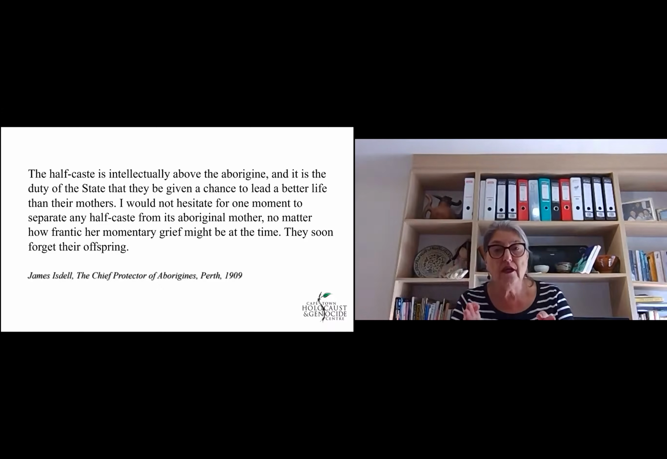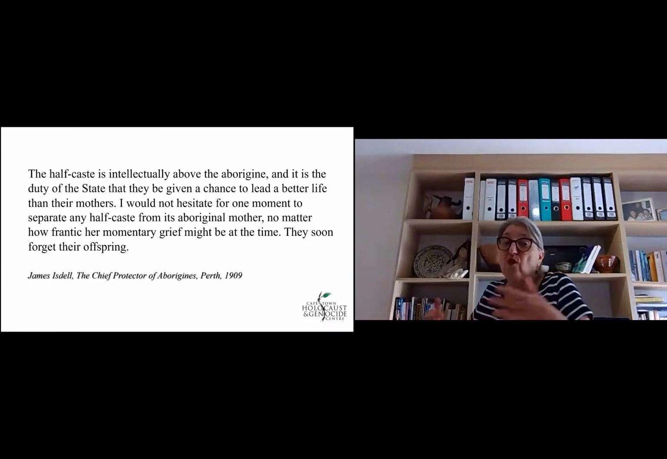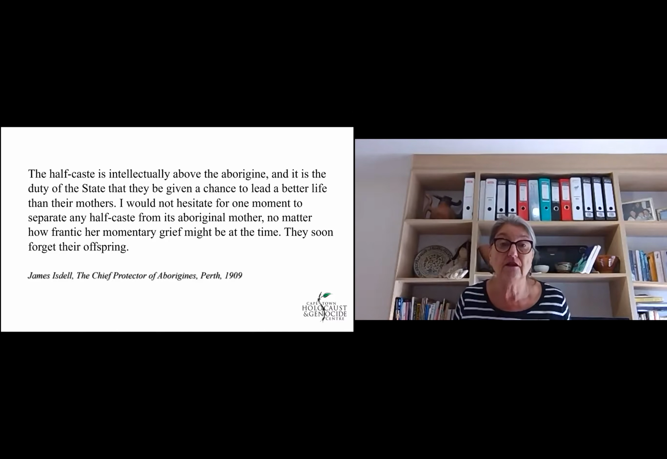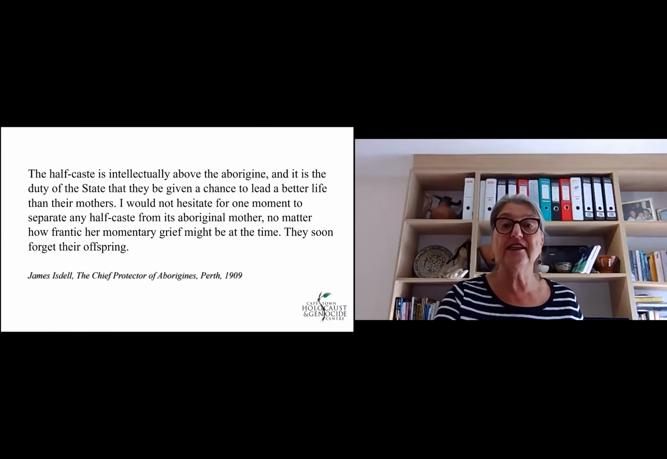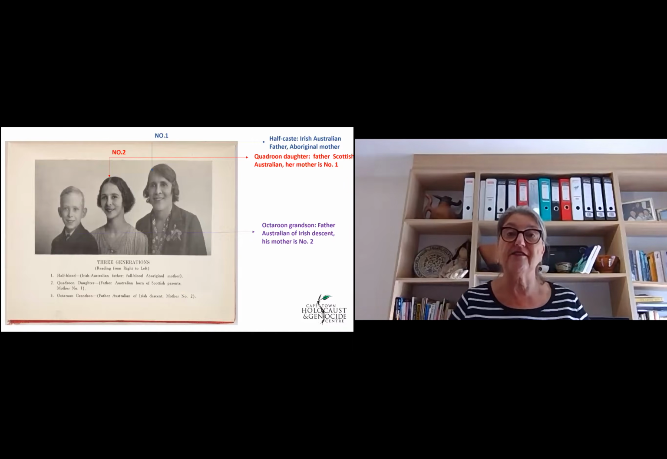So he's talking about Aboriginal people as though he would be talking about a cat who's had kittens, and you take one away and the cat will forget about it. So there's this idea that Aboriginal people are not really human like white people, and that if you breed out the Aboriginal, eventually everyone will be white. And let's see how this is put into practice.